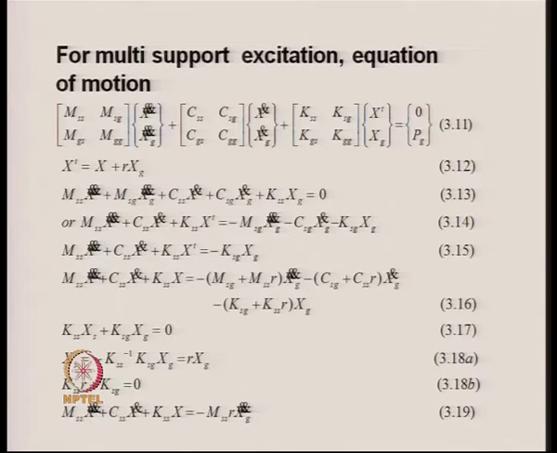On the right hand side you have minus MSS R into x double dot G. The motivation behind writing the equation of motion in terms of relative displacement, in the form of equation 3.19, is to bring a similarity between the single point excitation system and the multi-point support excitation system. In other words, we try to represent the multi-support excitation equation of motion in the same way as we define it for the single point excitation system.